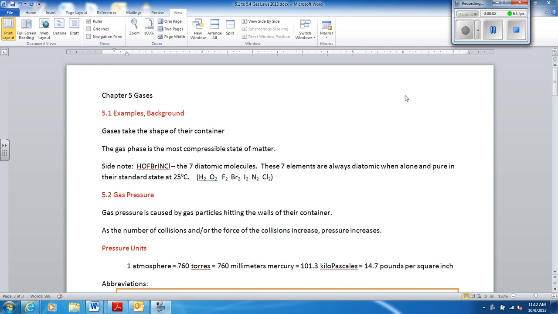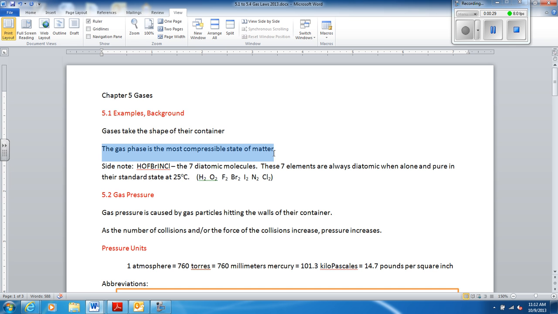So now we're getting into a new chapter, which is about gases. Right there, chapter 5, gases. Some background about gases. They take the shape of their container, unlike solids and liquids. Well, liquids will take the shape of not the complete container, just the lower half of the container. And solids just sit wherever they are.